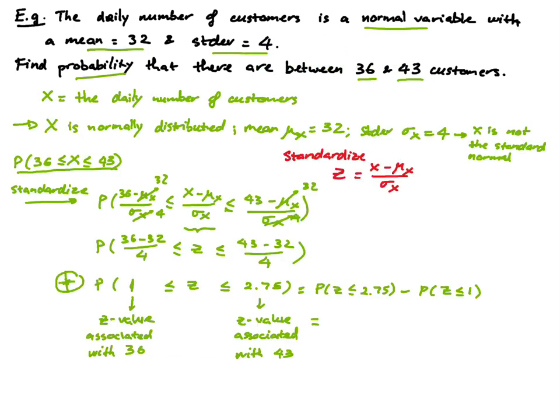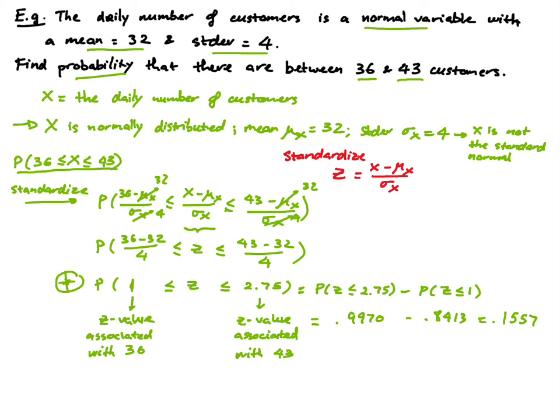So you have the first term being 0.9970 and the second term being 0.8413. If you do the math here, you get 0.1557 as the answer. In other words, the probability that there will be between 36 and 43 customers is 0.1557.